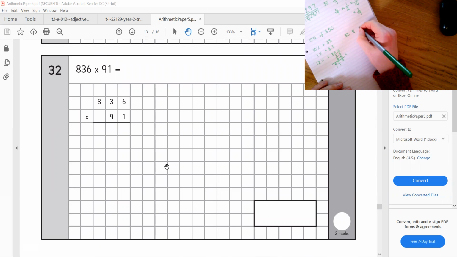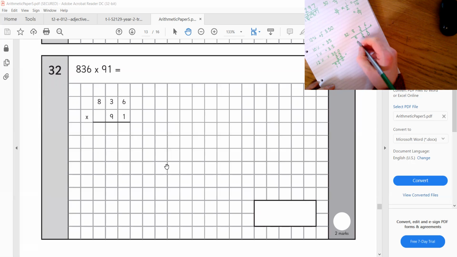836, getting a bit bigger now, times 91. Even though I am timesing by 1 there, that's the first step, isn't it? So I've done that already. 836. I've just timesed it by 1. Now I'm timesing by 90. So this time I can start in the tens column again, or I can just start by putting a 0 in my 1 column, because whenever I times by 10, my answers always end in a 0. So now I'm just timesing by 9. 9 6s are 54.